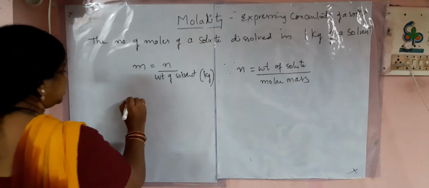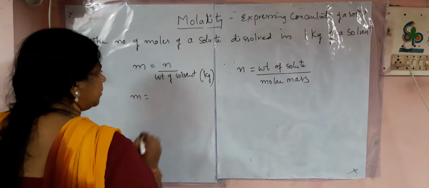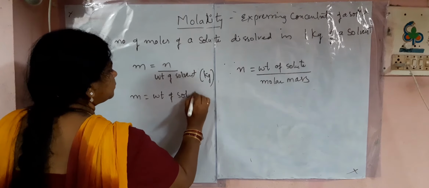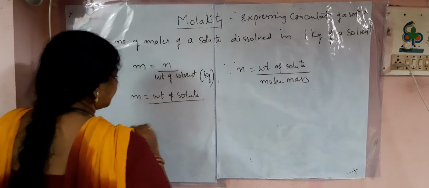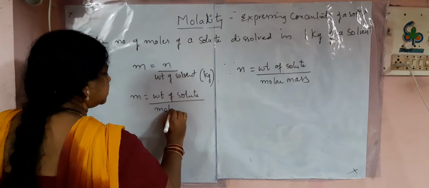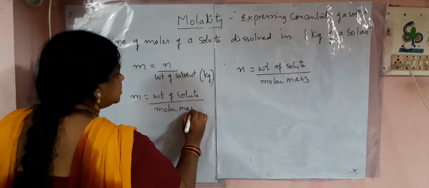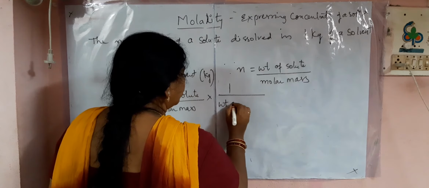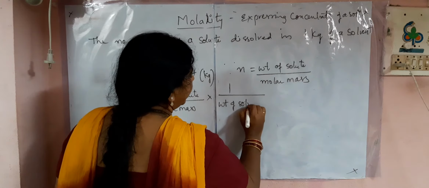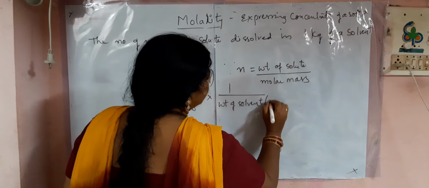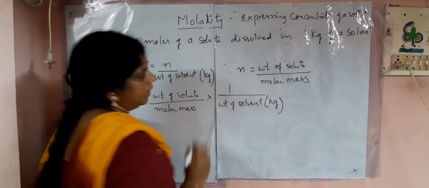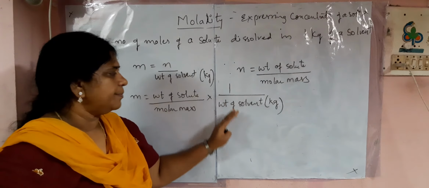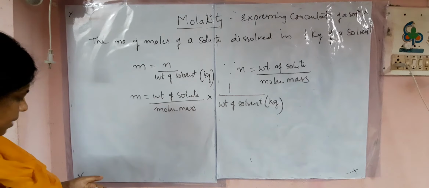Now substitute this in the molality expression. So molality equals weight of solute by molar mass into 1 by weight of solvent. In what units are we taking it? In kilograms. So weight of solute by molar mass into 1 by weight of solvent in kilograms.